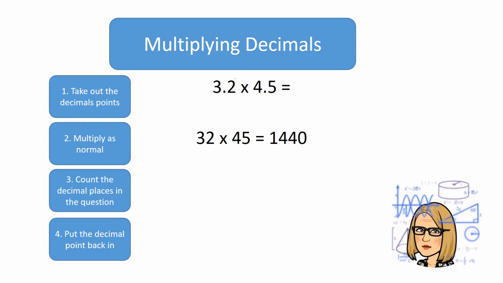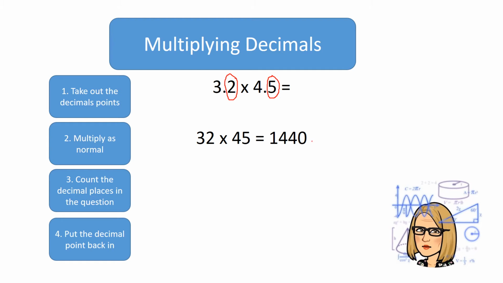point back in. First of all, I'm going to look at 3.2 and I can see that that number has got one decimal place. It's got one number after the decimal point. And the same with 4.5. So in my question, there are 2 numbers that are after the decimal point, and that tells me how many places I need to move the decimal point back.